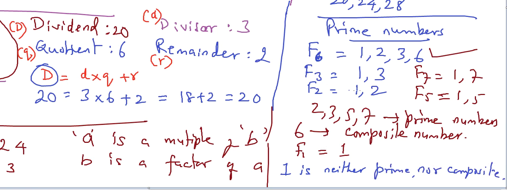If you look at it, 2 is the only even prime number. All other prime numbers are odd. So 2 is the only even prime number, and 2 is the smallest prime number. The smallest prime number is not 1, it's 2, because 1 is not a prime number.